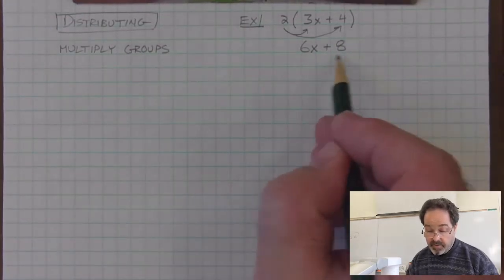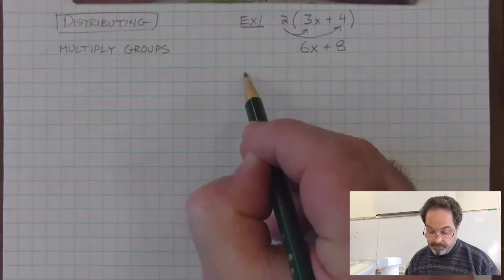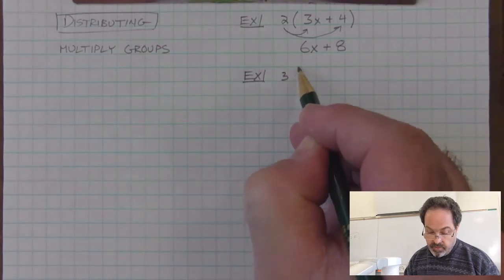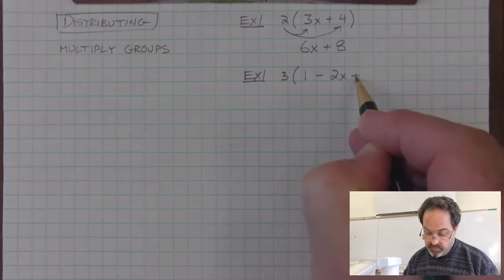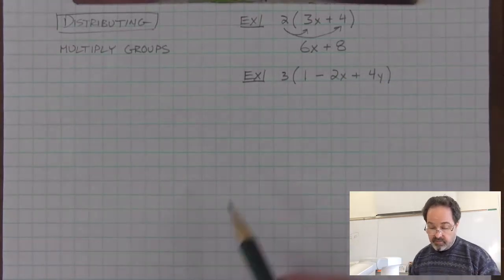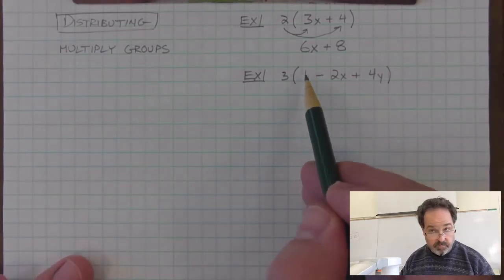I can't combine these terms. They're not like terms. Let's give another few examples. 3 times 1 minus 2x plus 4y. In this case, I have the 3, and I'm going to distribute it to 3 terms.